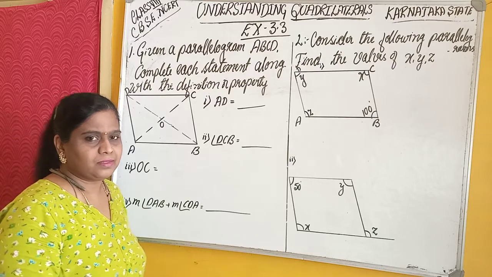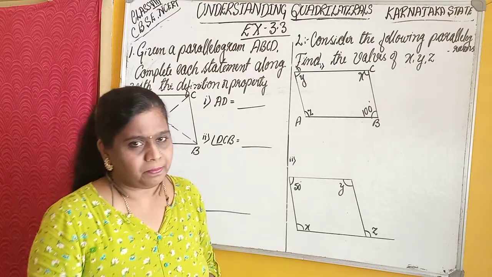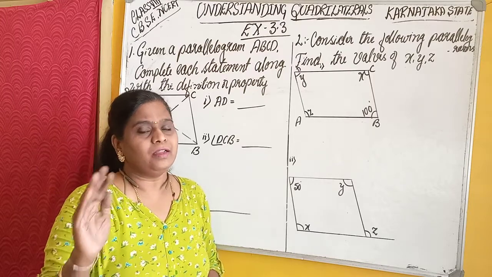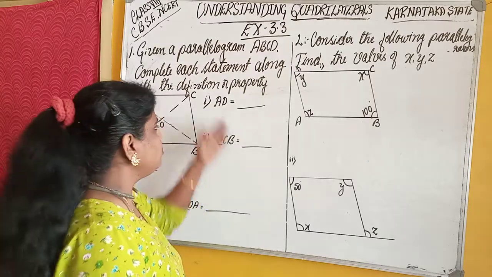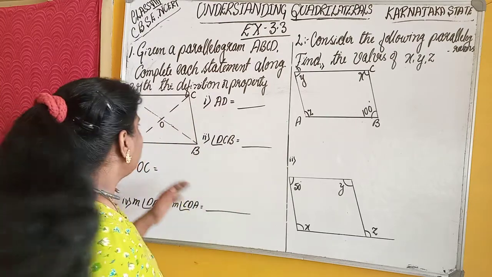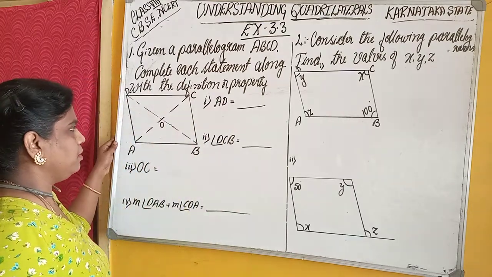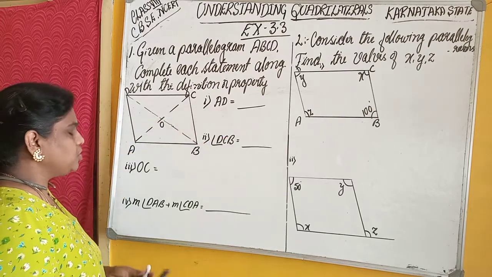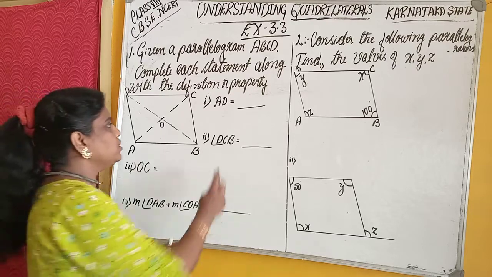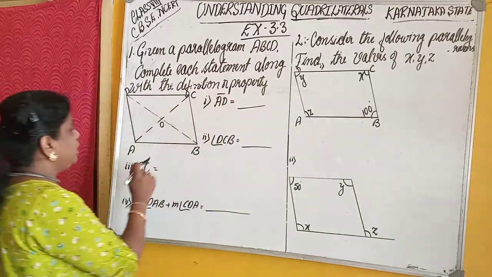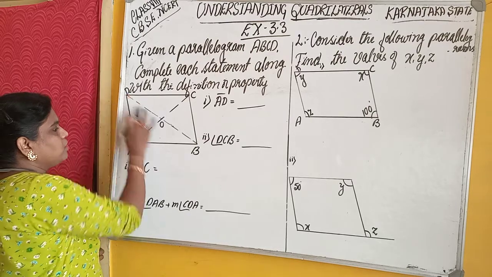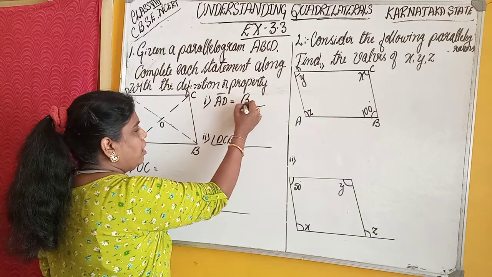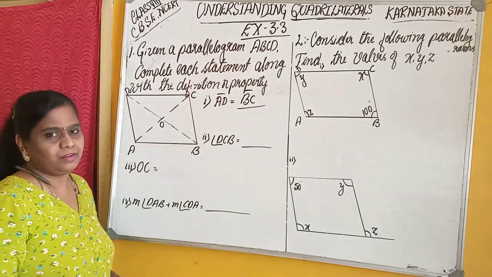In the previous class, we studied the properties of the parallelogram, isn't it? The 4 properties we studied. On the basis of the property, we have to solve this. Okay, here ABCD is a parallelogram. In that, we have to find AD is equal to, what do we have to fill? AD is equal to dash is given. AD is equal to BC, isn't it? AD and BC are opposite sides of a parallelogram.